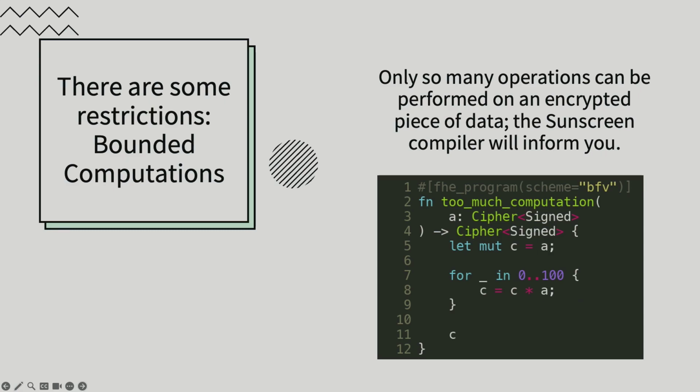There are also bounds on the computation. I mentioned that the ciphertext has a bit of noise in it along with your message. Every time you process that data, the noise grows within it. So there's a limit to how much you can do before you can no longer decrypt the data. In this case, the Sunscreen compiler will also tell you that it was unable to find any parameters that satisfy this. I've done too many operations in order to correctly perform this repeated multiply.